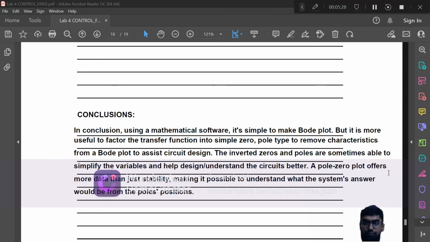The inverted zero poles are sometimes able to simplify variables and help designers understand the circuit better. A pole-zero plot offers more data than just stability, making it possible to understand what the system answer would be from the poles. That's all. Thank you.